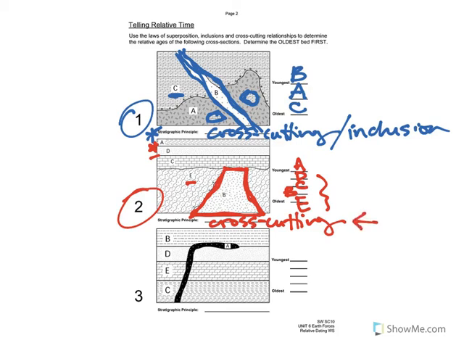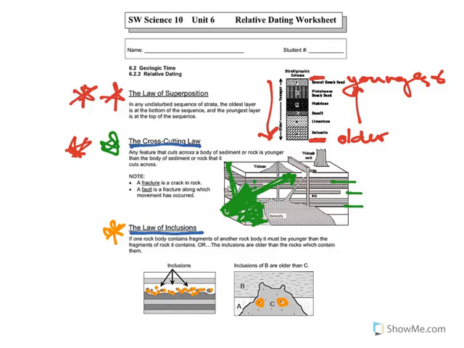Let's do number 3. This is a pretty straightforward one. We have some simple rock layers, B, D, E, and C, and here we have this layer of rock that is cutting through all of these layers. Since it is cutting through all these established layers, we can say that it is the youngest rock layer, A, because of the law of cross-cutting. If it's cutting through layers, it must be younger than the layers it's cutting through.